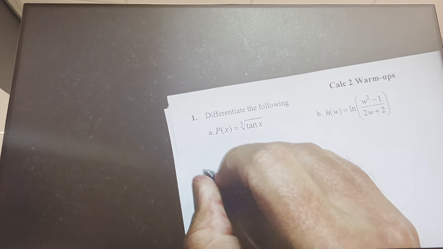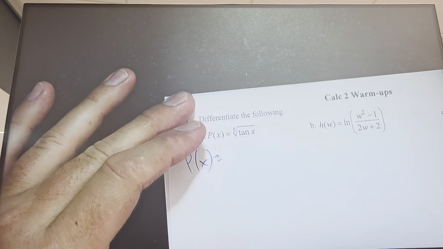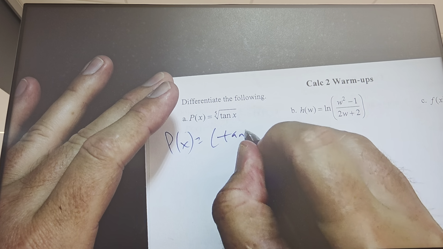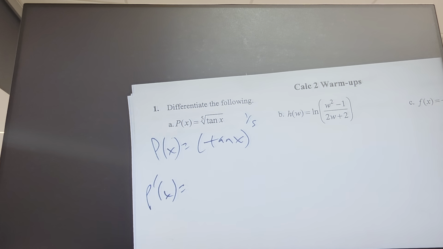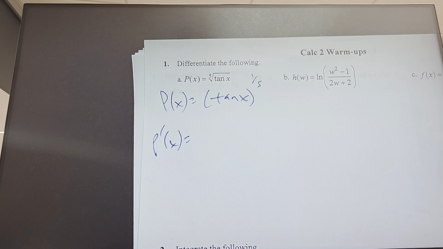So first thing, rewrite this sucker. Then this is stuff to the 1/5 power. Stuff to the 1/5 power. The 1/5 power comes down. It goes down by 1, right?